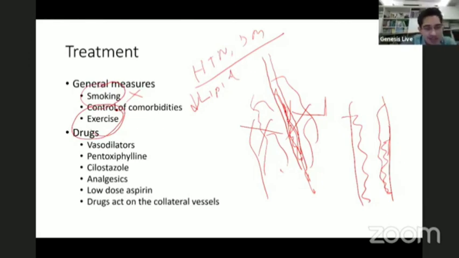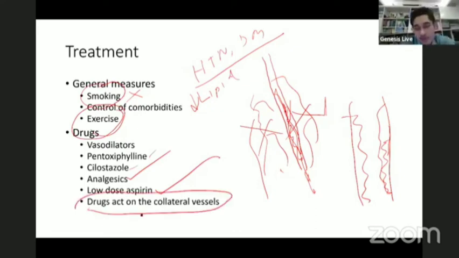Drugs are mainly not always effective, but we always give drugs, usually vasodilators like pentoxifylline and cilostazol. What they do is reduce inflammation, increase the diameter of the vessels, and increase the vascularity. If there's severe pain, we sometimes use analgesics and aspirin. Most of the drugs act on the collateral vessels. That's how they increase the vascularity.